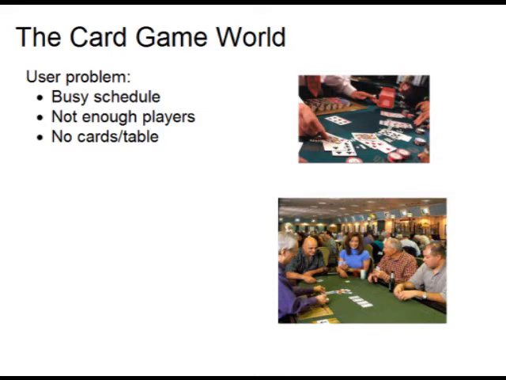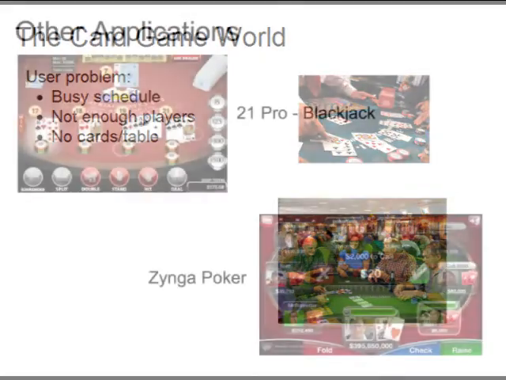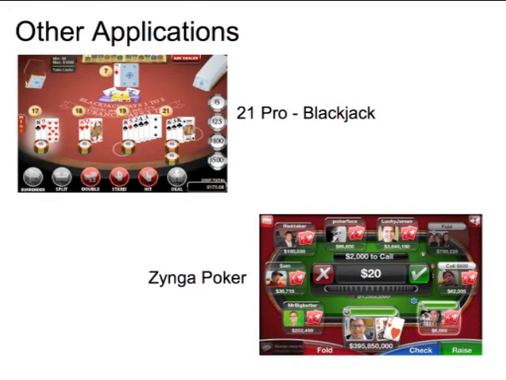Current applications fall short of the user's needs in different ways. 21 Pro, a blackjack app, and Zynga Poker, a poker app, both allow the users to play with multiple people, but are limited to their respective game type. Other apps allow for different styles of gameplay, but do not allow the users to play against others over a network.